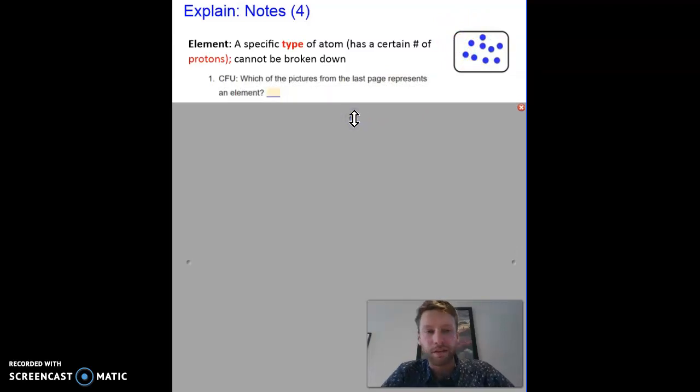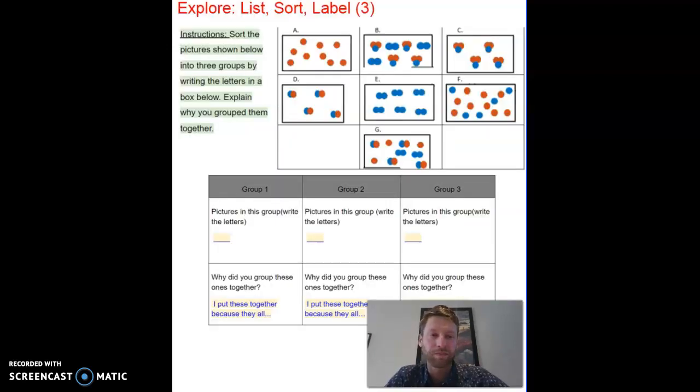As a check for understanding, I want us to go back and look at the pictures from our engage section and try to identify which of those actually represent an element. Take a moment and look through each box, A through G, and decide yourself which of those represent an element. If you identified A as an element, you'd be correct. All of the circles in this model are the exact same. They're red circles. So for example, that might represent hydrogen. One type of element, they're all the same, so this would represent an element.